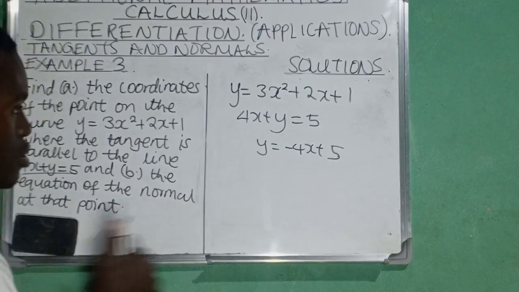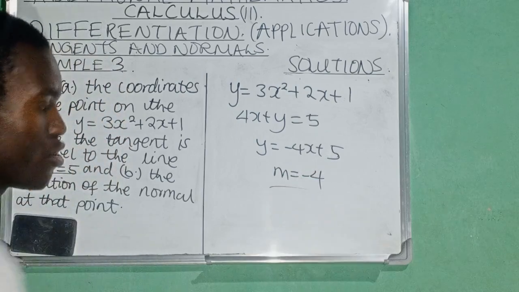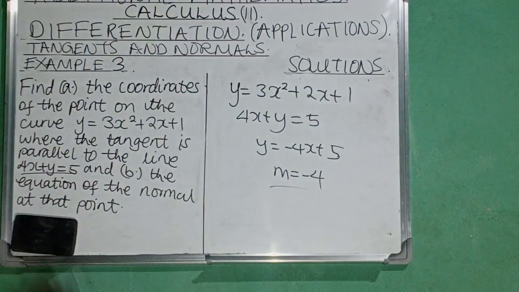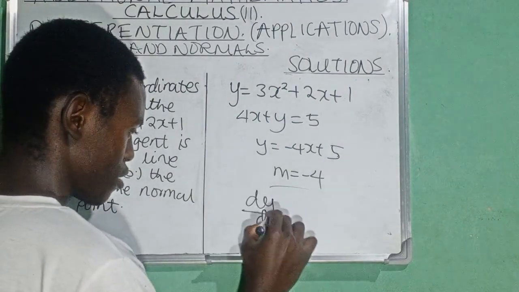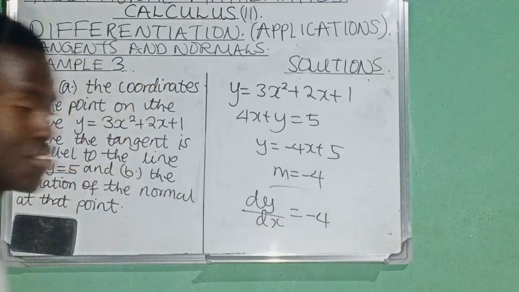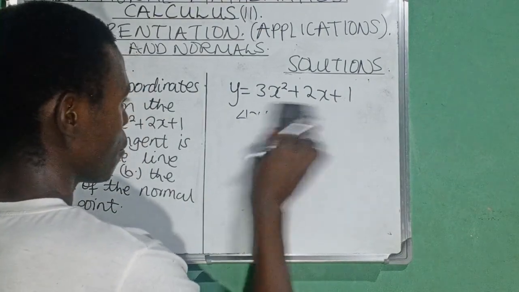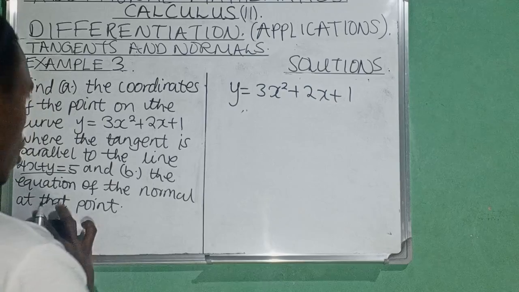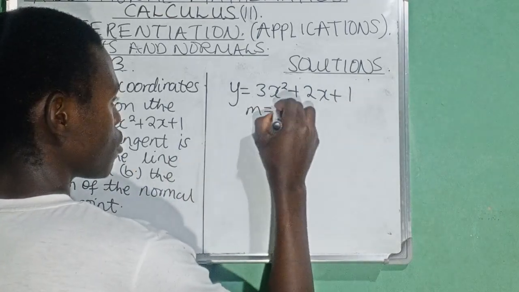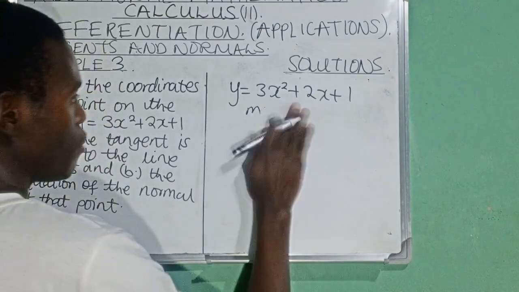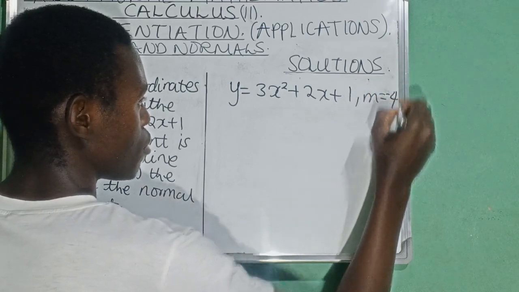And then we would say m is equal to negative 4. So that's the gradient that we are going to use. It means that when we find our dy dx, it is going to be equal to negative 4. That's what that statement means. To continue, we are going to clean up. We know that m is equal to negative 4. Let me write it here. m is equal to negative 4.